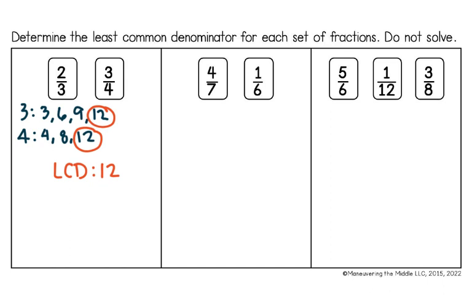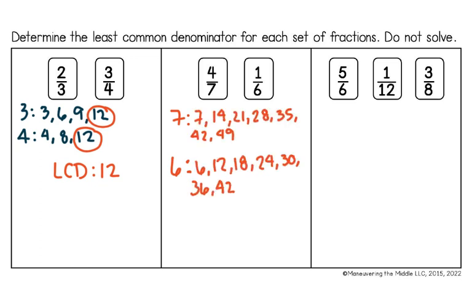So we're going to do that again, but this time for 4 sevenths and 1 sixth. So our denominator, we have 7, and then we have 6. So I'm going to write out my multiples. For 7, I have 7, 14, 21, 28, 35, 42, and 49. For 6, I have 6, 12, 18, 24, 30, 36, and 42.